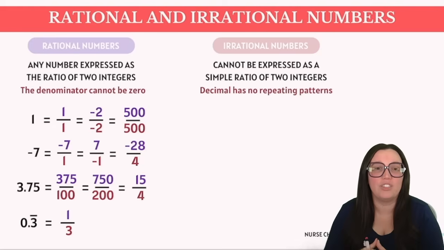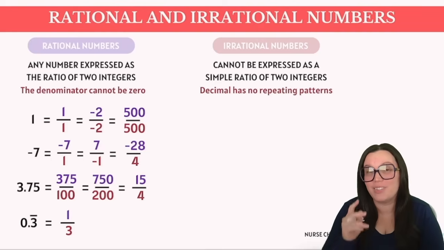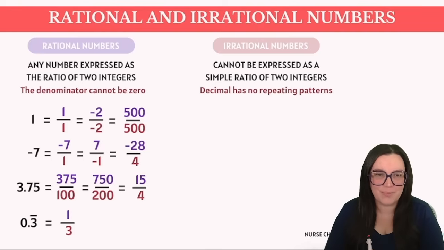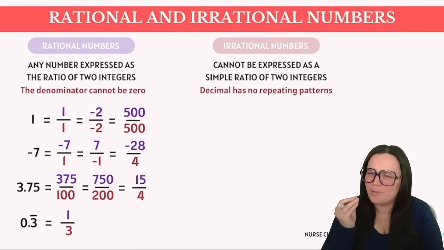Next, let's delve into the concept of rational and irrational numbers. So at its core, a rational number is simply any number that can be expressed as a ratio of two integers, and the denominator cannot be 0, right? It's right in the name, ratio, rational. It's going to be really hard for you to forget that when you're taking your TEAS.